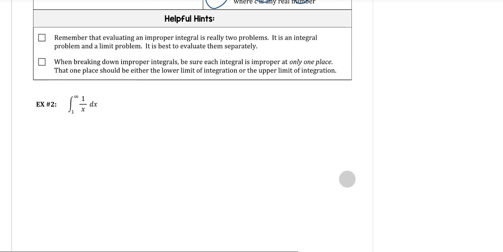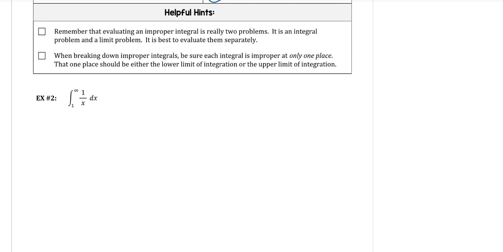Okay, so a couple hints here. Remember that when you're evaluating an improper integral, you have two problems. First, take care of the integral, then take the limit. Don't try to do them both at the same time. You really confuse yourself. And the second thing is when you're breaking down the improper integral, make sure that you set it up like a case 1, that it's only improper at one place, either the lower or the upper limit.